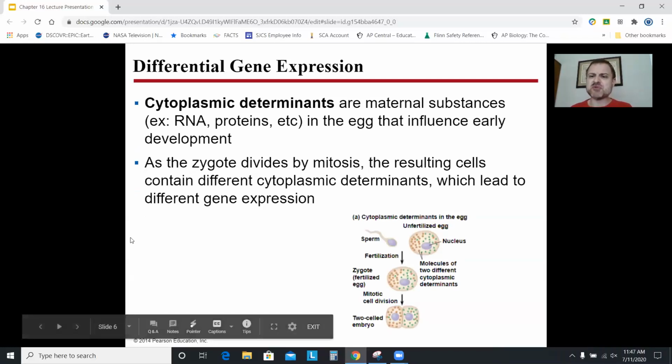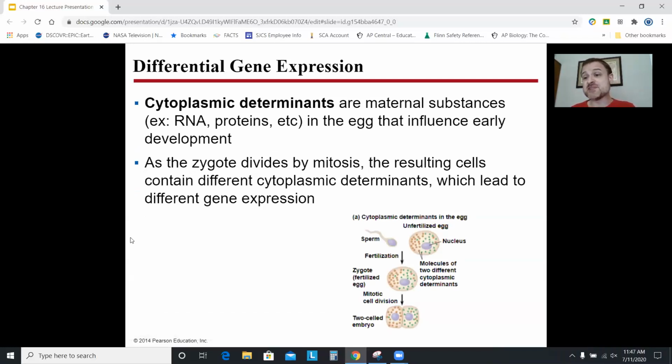So, cytoplasmic determinants. This is a super important concept. These are determinants in the cytoplasm, usually RNA or maybe proteins, and they're found in the cytoplasm of the egg cell, and they're important not just for what they do, but for where they are. In terms of fertilization, the sperm really just contributes 23 chromosomes, and that's really about it. The egg obviously contributes 23 chromosomes, but the egg does way more in terms of developing the zygote than the sperm does.